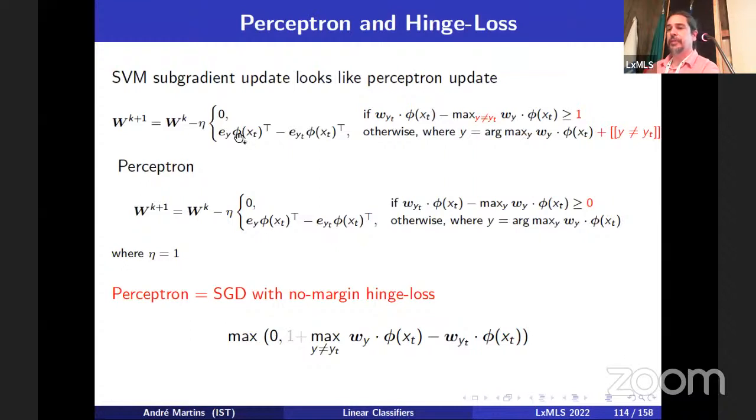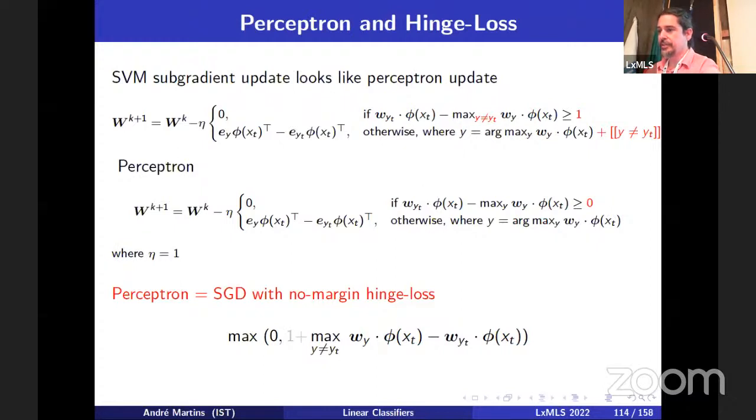In the SVM, if the model is correct, there are two things that can happen. Either it is correct and the margin is greater than 1, which means that the score of the correct class minus the score of the most competitive wrong class is greater than 1, then we also don't update. But if it's correct but with a small margin, then we still update.